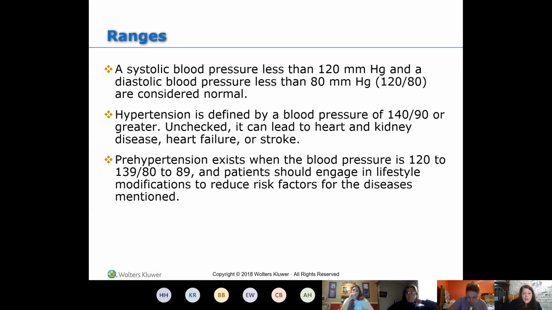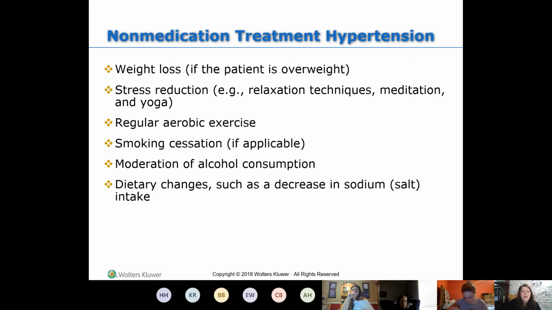So generally, they're not just going to throw you on medications when your blood pressure is in the 120 to 140 range. They're going to say, let's maybe lose a little weight, decrease your salt. So that's part of your education as a nurse, to encourage those lifestyle modifications. Non-medication treatments of hypertension are weight loss, stress reduction, exercise, smoking cessation, decrease in alcohol consumption, and changes in the diet, like I said, decreasing sodium.